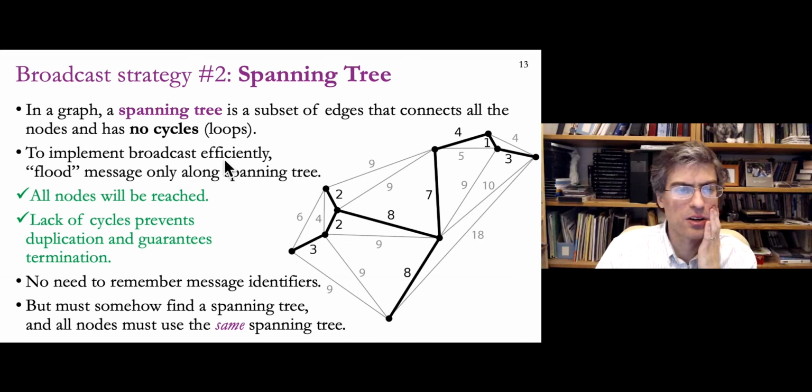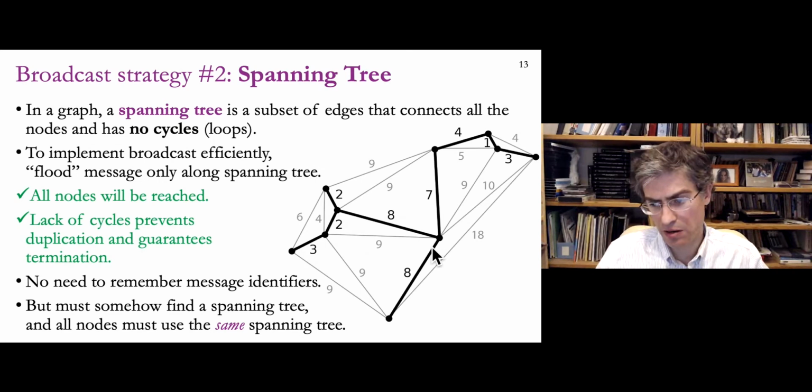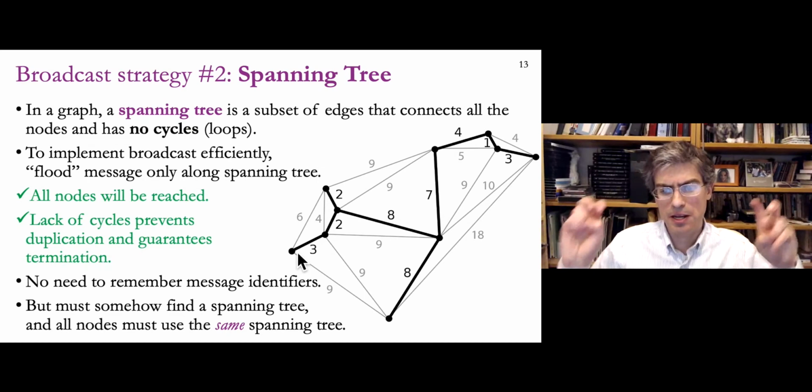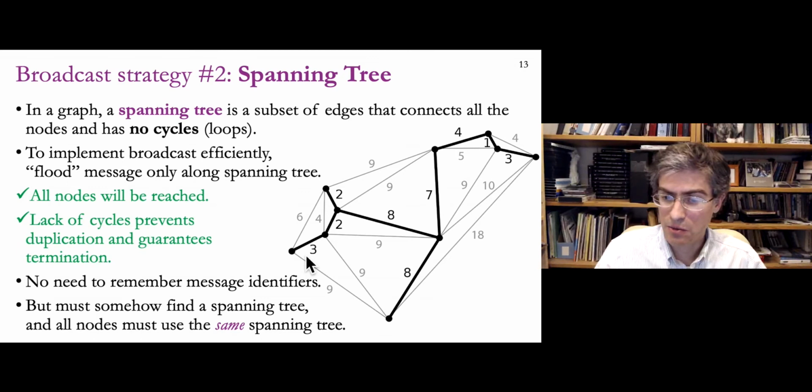So this is an example of a graph, and the bold lines show a spanning tree. Now, a tree means it has no loops, no cycles. The benefit of this for broadcast is, and what I mean by using a spanning tree, is that if you're a node and you want to send a message to everyone and you know what the spanning tree is, then you send the message along the edges of the spanning tree, and everyone retransmits only along the spanning tree edges and not along the other edges.